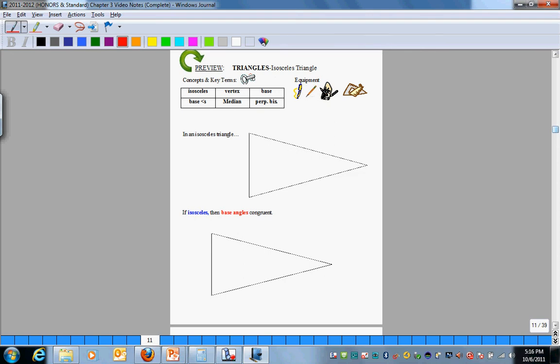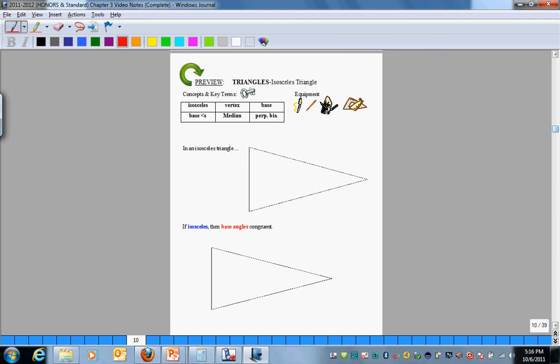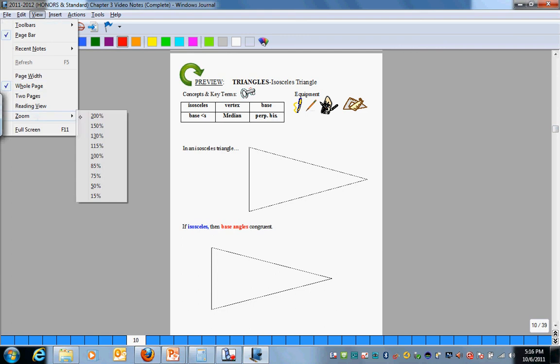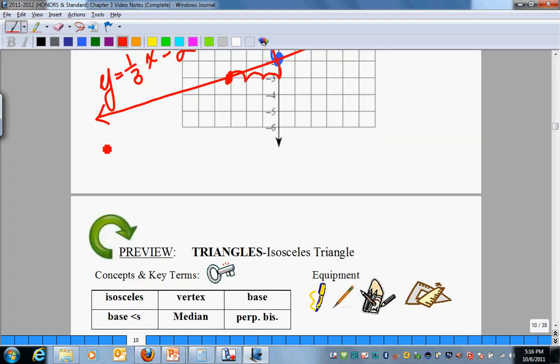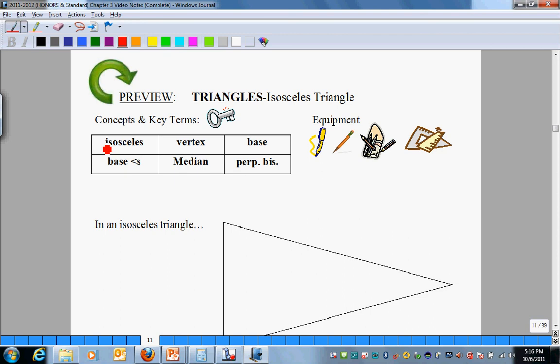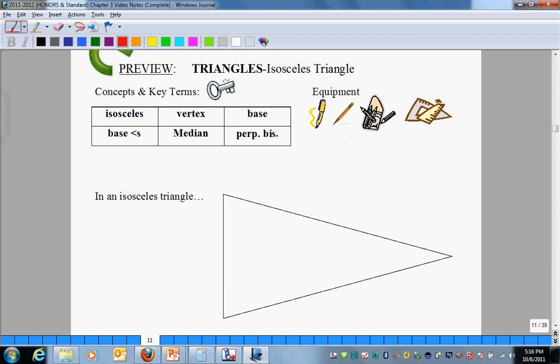We're going to talk about isosceles triangles. We're going to start first with the vocabulary of a basic isosceles triangle. In an isosceles triangle, you have two equal sides. Those two equal sides are called the legs.